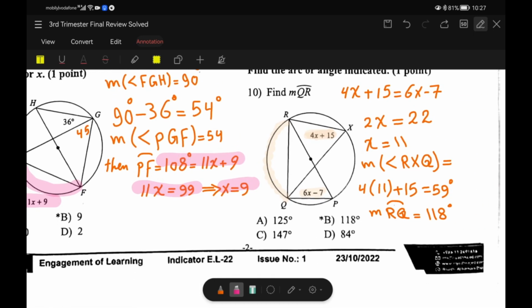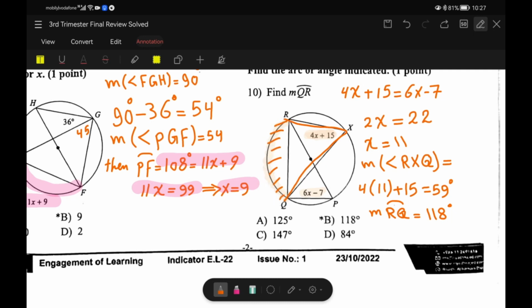Number 14. At number 14, we need to find the measurement of the arc QR. It's a very easy thing. How? Look at the arc QR. It has two inscribed angles. This is the first inscribed angle.